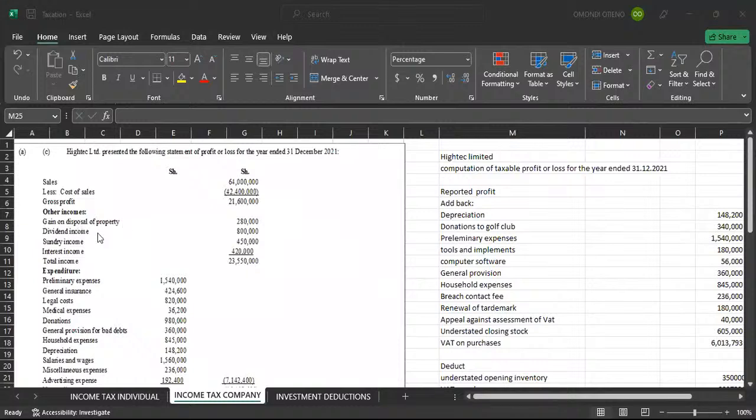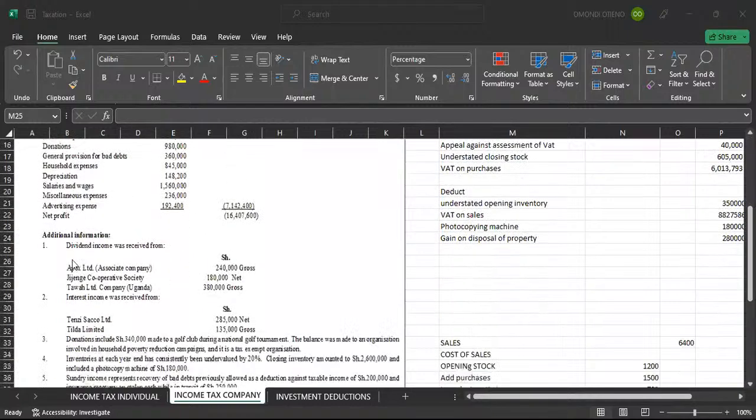So we have dividends income, we have sundry income, that is the normal income allowed there. Interest income. So this interest income can be from different places, and also this dividend. So we expect to get additional information down here, which will guide us on what has happened to the total dividends and also interest income.